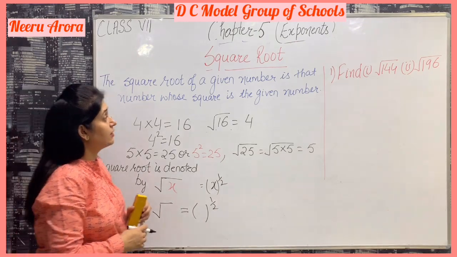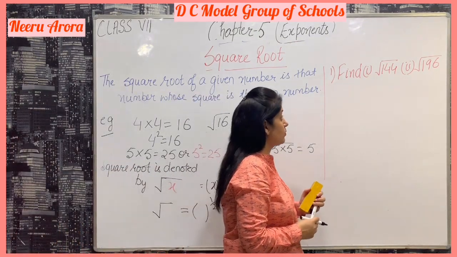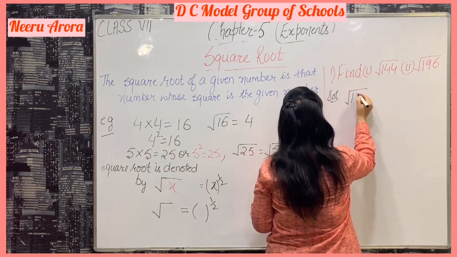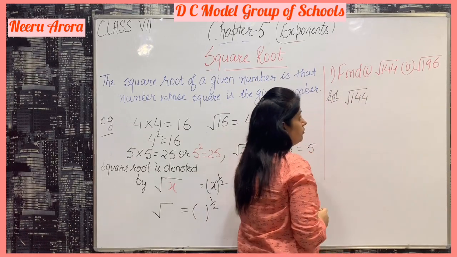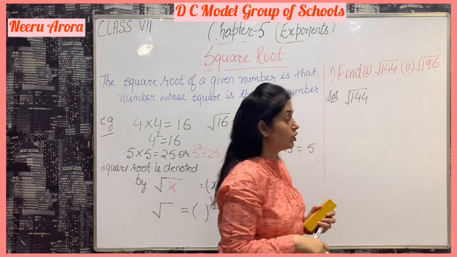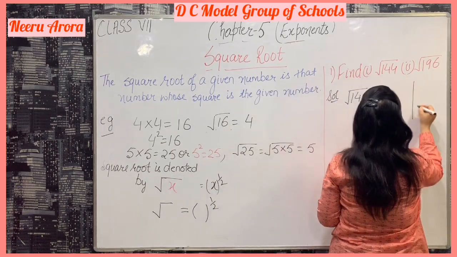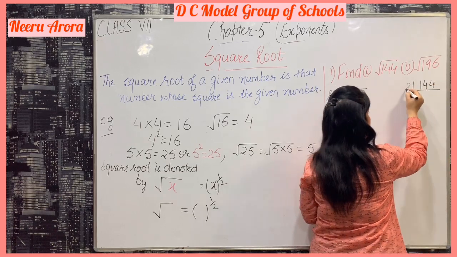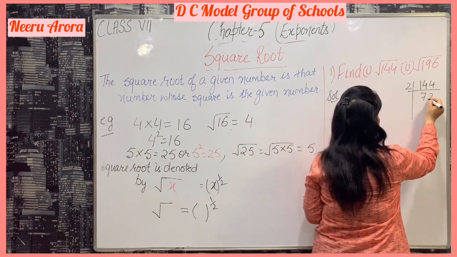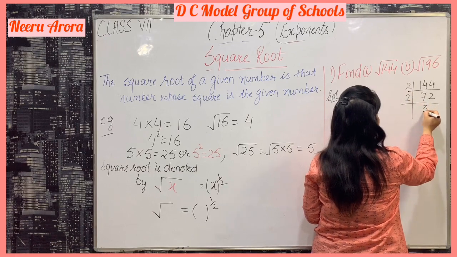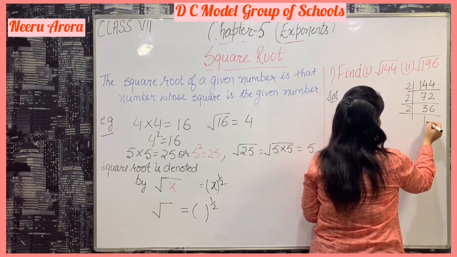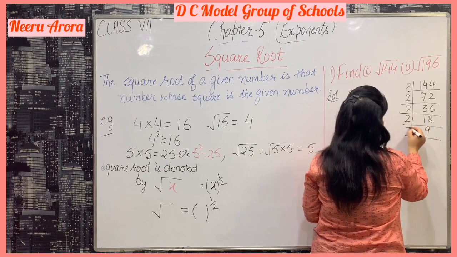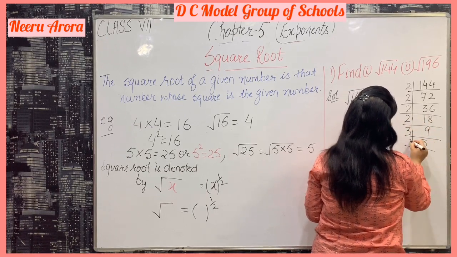So let's solve the sums. Find the square root of 144. What do we want to find? The square root of 144. So first take the product of all prime numbers. Let's take prime numbers. It's divisible by 2. Yes, 72. Then 2 it is 36. Again 2, it is 18. Again 18 is divisible by 2. Here comes 9. Here it is 3.